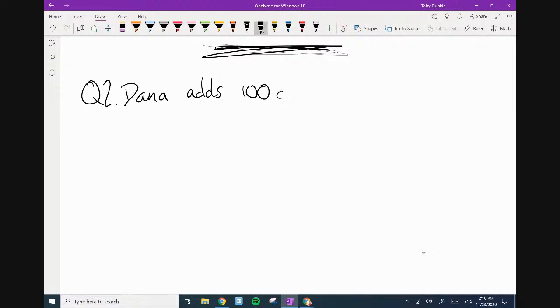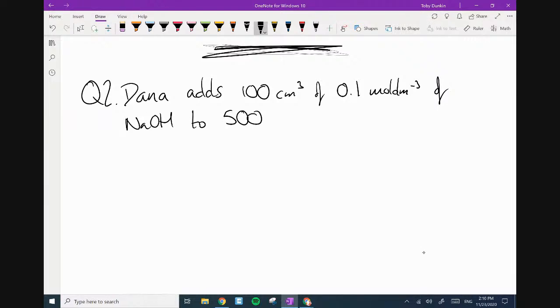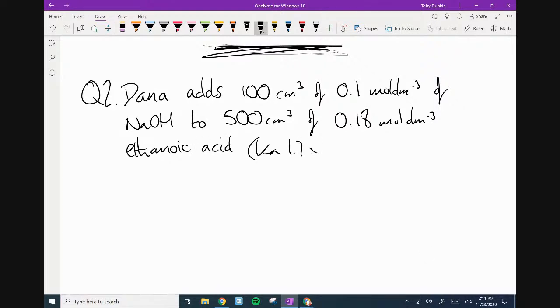Donna adds 100 centimeters cubed of 0.1 moles per dm cubed of NaOH to 500 centimeters cubed of 0.18 moles per dm cubed ethanoic acid, Ka value 1.7 times 10 to the minus 5. pH?